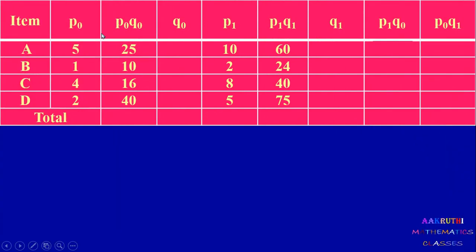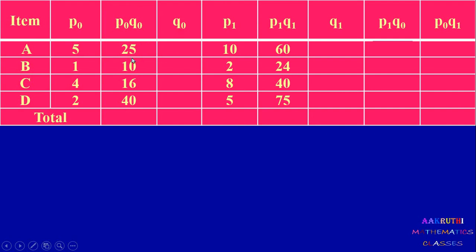So the table should be like this. P0 is given, P0 Q0 is given. First you have to calculate Q0, that is the base year quantity. Then P1 is given, P1 Q1 is given. Then you have to calculate Q1. We also have to calculate P1 Q0 and P0 Q1. Base year expenditure is P0 Q0 and current year expenditure is P1 Q1, and these two are given. To get the base year quantity, you divide P0 Q0 by P0, which gives Q0.